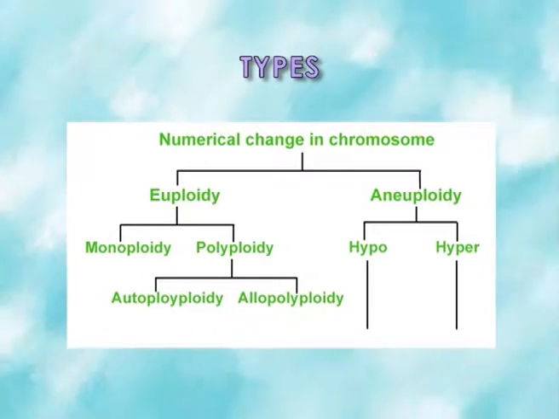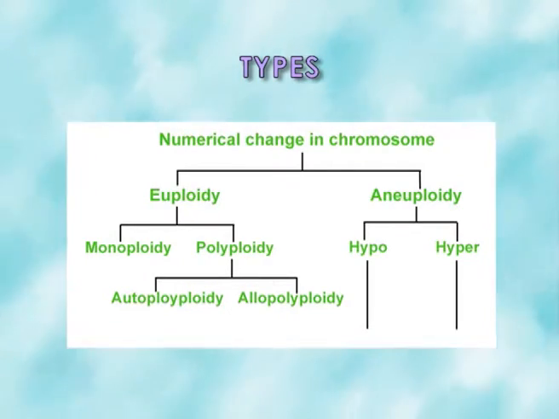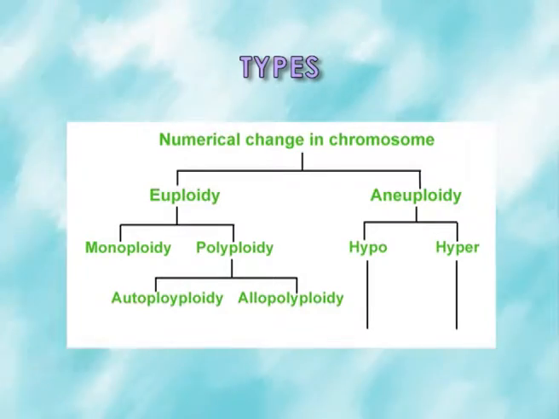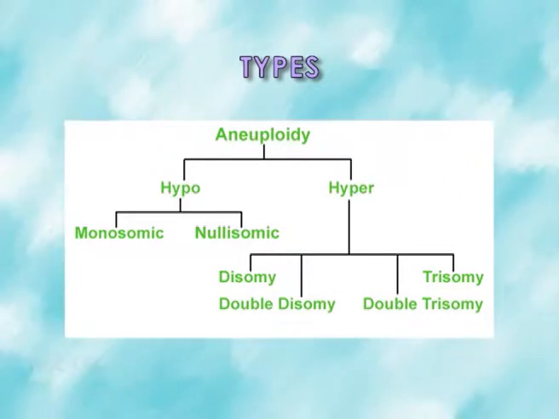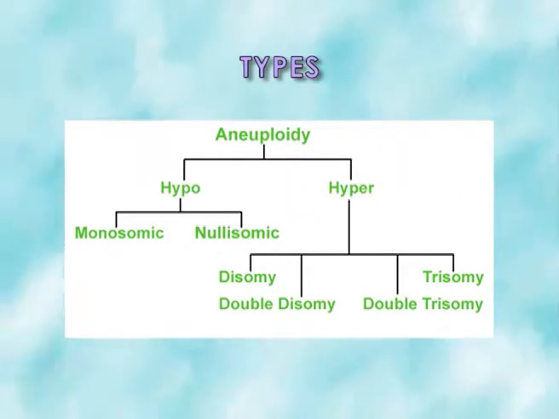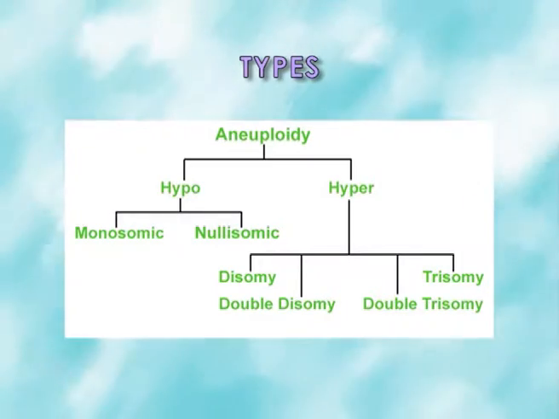Euploidy may be monoploidy or polyploidy. Polyploidy may be allo- or autopolyploidy. Now, aneuploidy may be hypo or hyper. Hypo includes monosomic and nullisomic, and hyper includes disomy, trisomy, double disomy, double trisomy, etc.